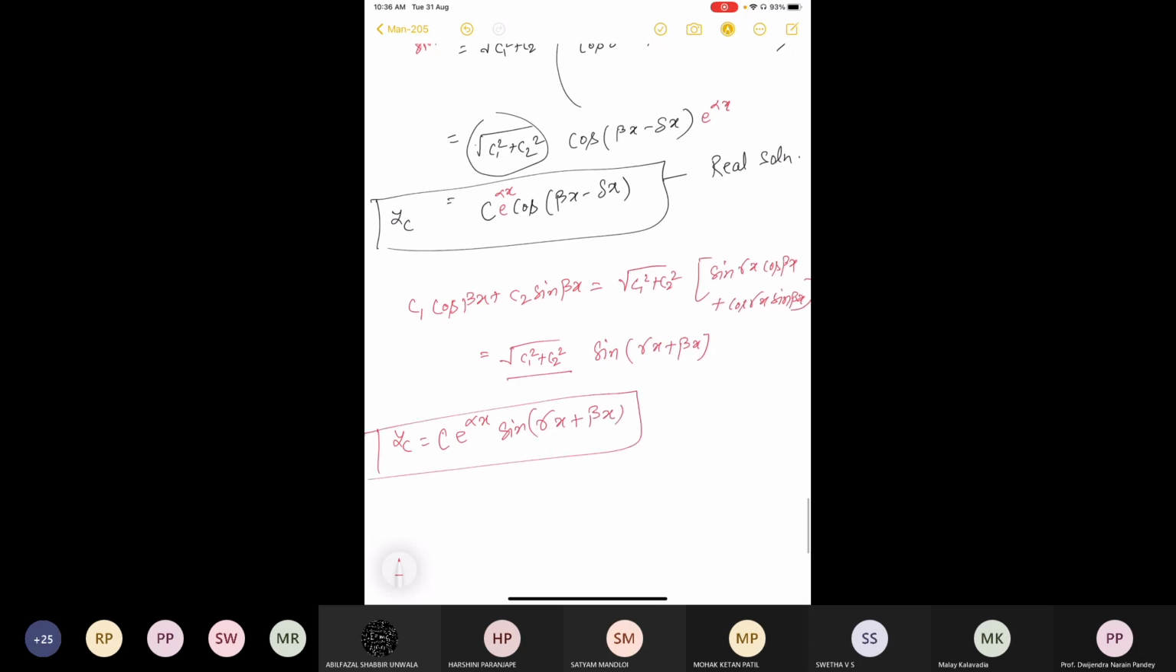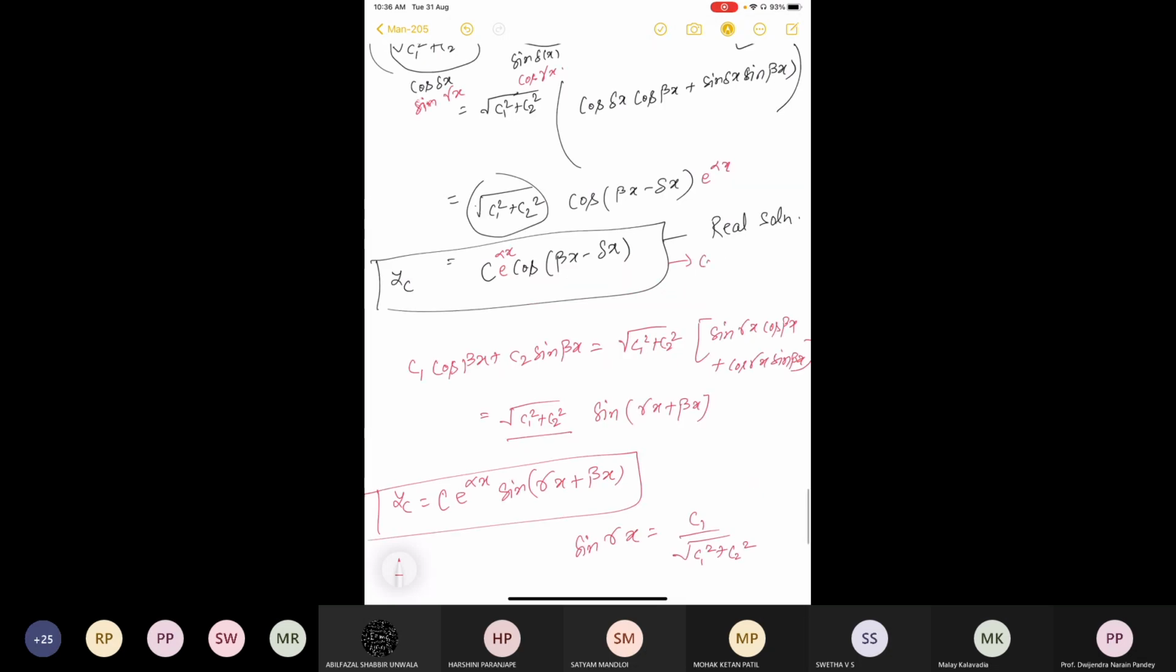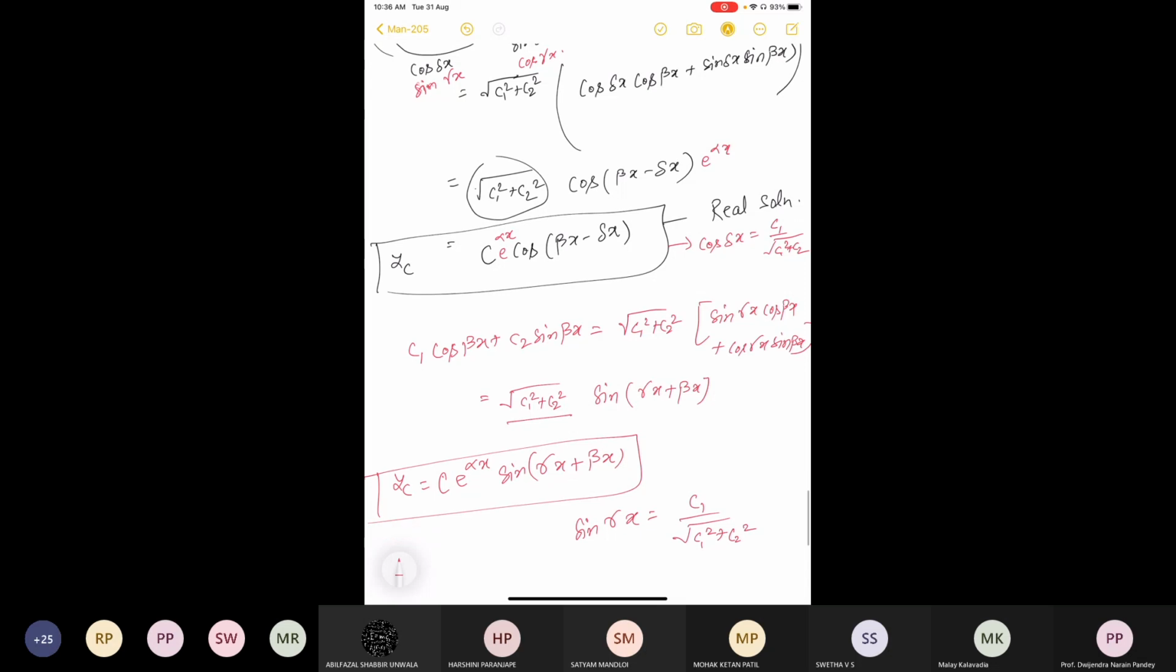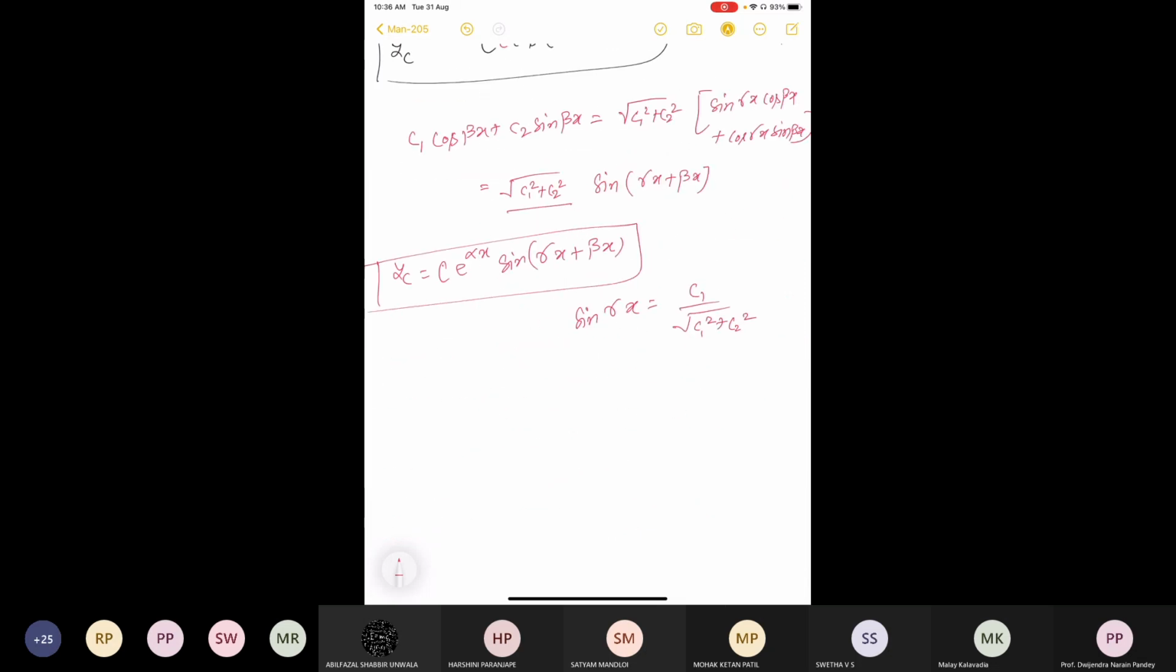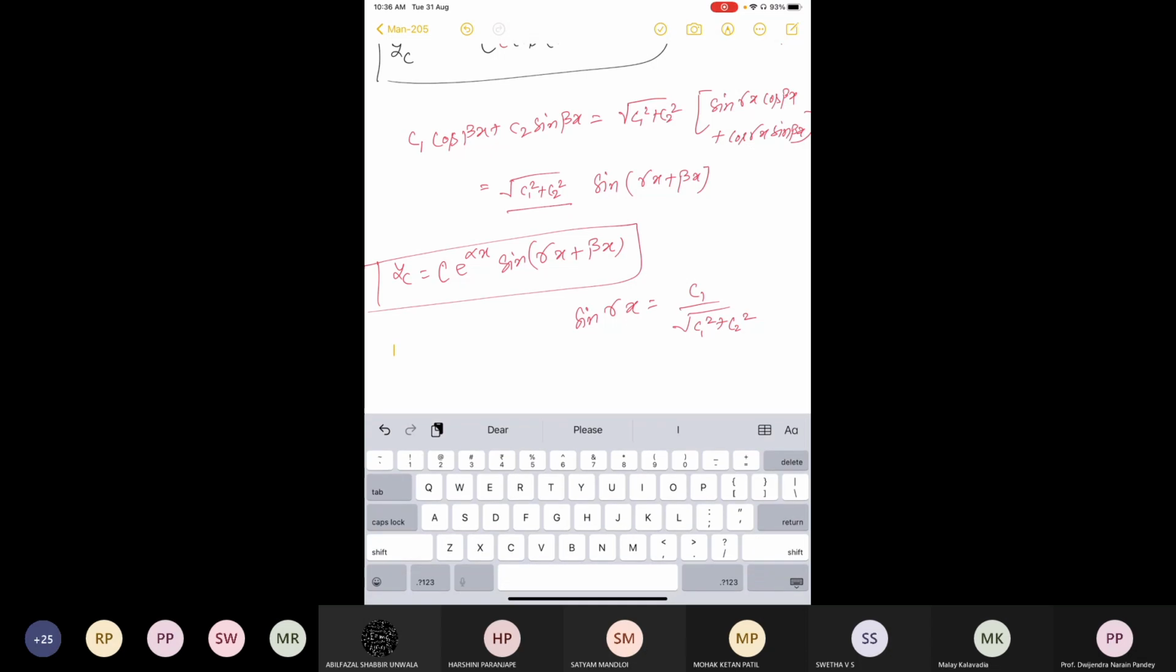Right? So we can write it like this. Is it okay? And where we can say that sine of gamma x is equal to C1 divided by C1 square plus C2 square. Here, similarly, you can get cos of delta x equal to C1 upon C1 square plus C2 square. So it means that in case of complex roots, there are several ways to write down the general solution, and you can write the answer in any of these particular forms. Is it okay? All of you got this point?